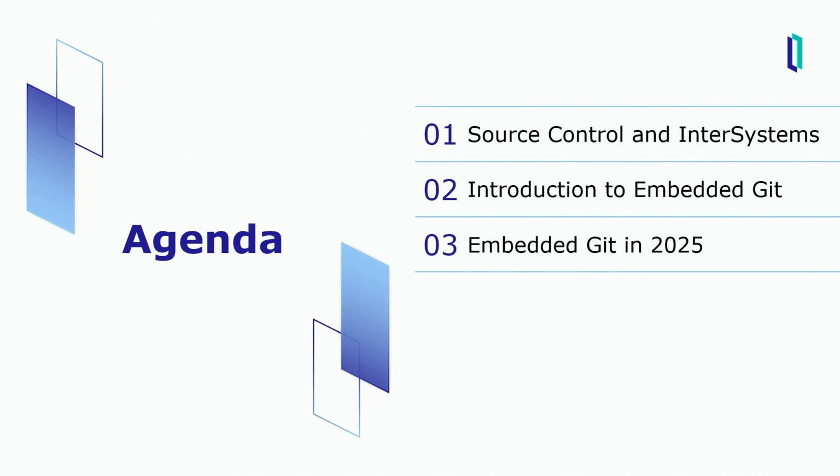I or other people have presented on Embedded Git in past years. You might know it as Git source control. We changed up the name a little bit because Git source control is a little redundant, confusing. Embedded Git, I think, is better. But there have been some changes over the past year, and I'd like to go into them.